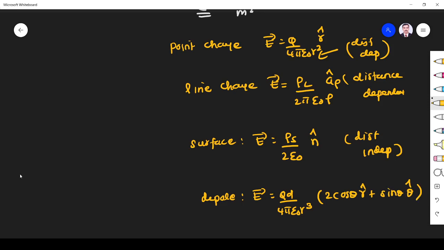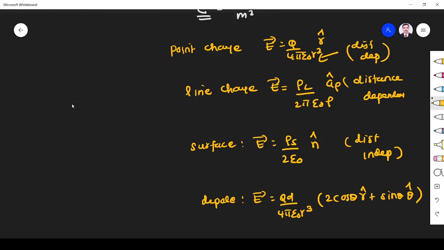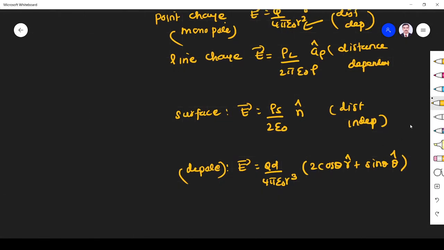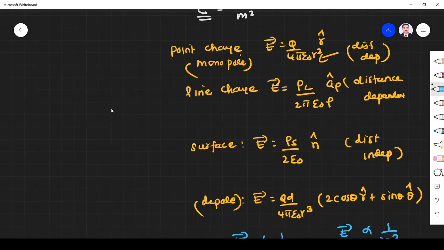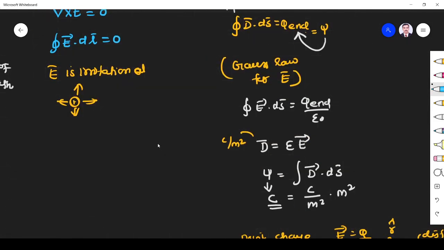Okay. Next we must know, electric field due to a monopole, only one charge, and electric field due to a dipole. From this what we understand is that electric field due to a monopole varies with respect to 1 by r square. Electric field due to a dipole varies with respect to 1 by r cube. Right? Okay.